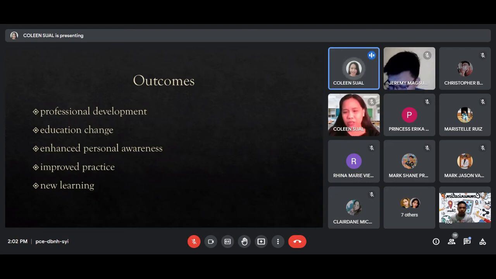Education change. We cannot change the system unless we conducted research. Next, enhance personal awareness. You get to know yourself well. Improve practice. We want change. But we'd better be careful when we speak of change.